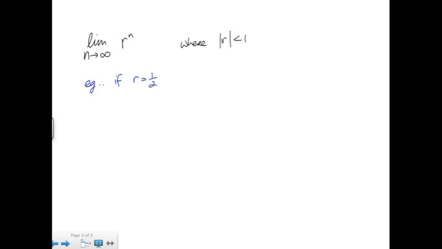If you imagine, for instance, if r was a half, just because it's an informal way we'd look at this. So if you imagine the limit as n goes to infinity of a half to the power of n. So what would a half to the power of infinity be? Or a half to the power of a very large number? Well, this would be the same thing as 1 over 2 to the power of n, since 1 to the power of n is just 1.